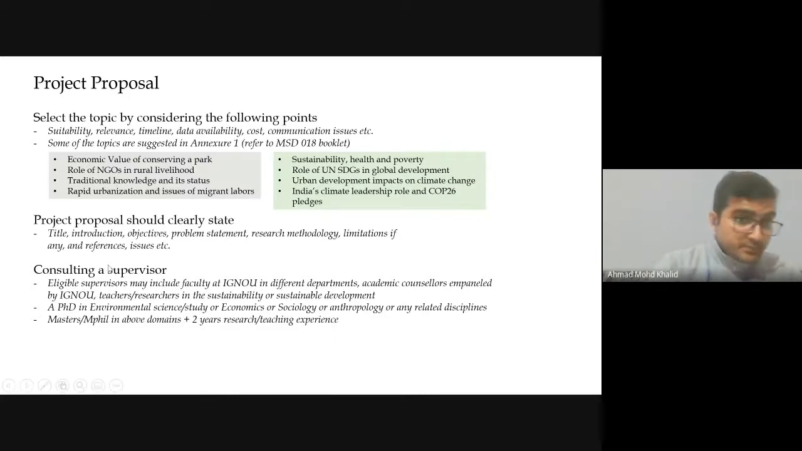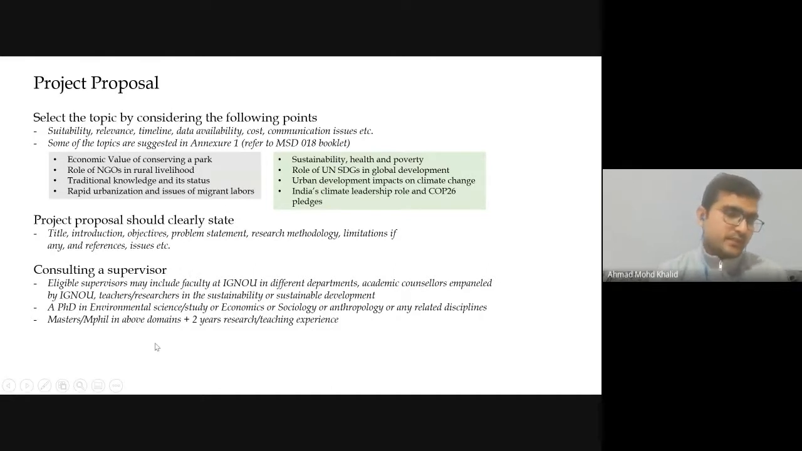So in the project proposal, what you have to clearly state is there's a title, you introduce it, there are some objectives of the project, some problem statement which you will define. You will also write what is the research methodology which you are going to use in that. Then there will be some problems and issues which you will face during your conducting that project. So what are the limitations? So these all will be part of your thesis.